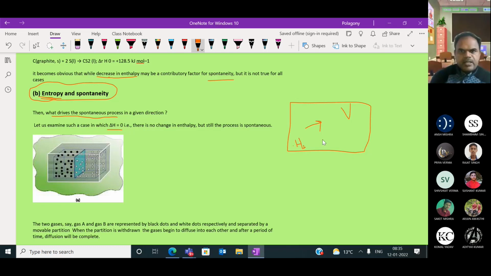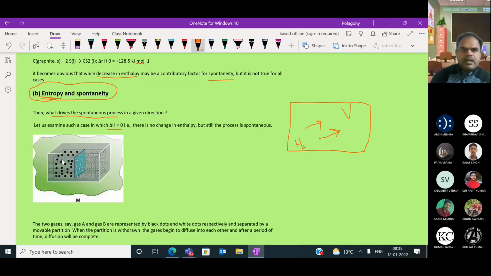Is there any decrease in enthalpy of this gas here? Enthalpy change? Is there any chemical reaction happening in this? Only the gas molecules spread and occupy the volume. There is no decrease in enthalpy, but there is a change in the volume of the gas, or not? Is there spontaneity in this case or not?